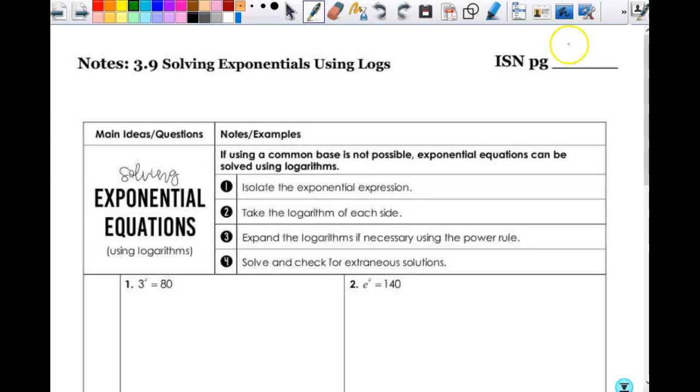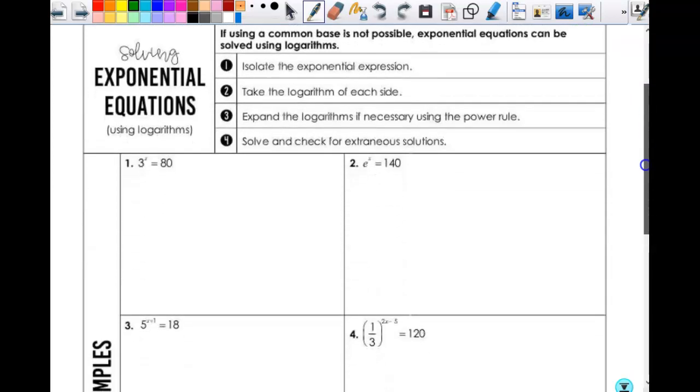Alrighty, this is going on page 73 when we are done. So we have solved exponentials getting a common base. We have solved logs using exponentials, and now we're going to solve exponentials using logs, right? So if using a common base is not possible, like that's the road you want to go down first of all if you can, then exponential equations can be solved using logarithms.